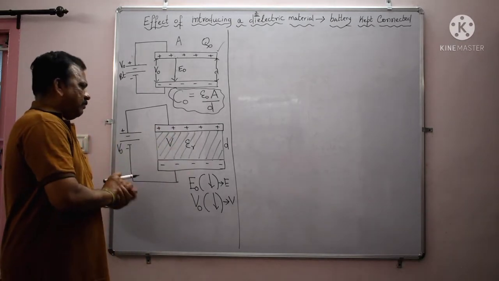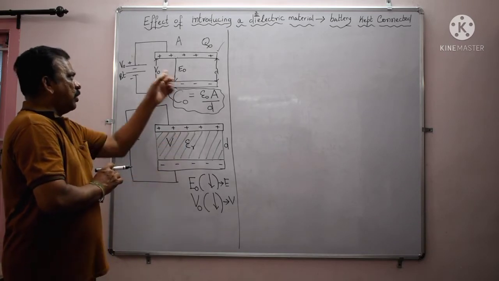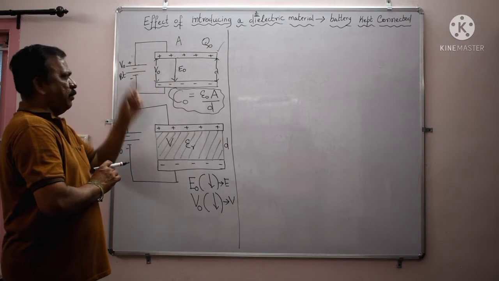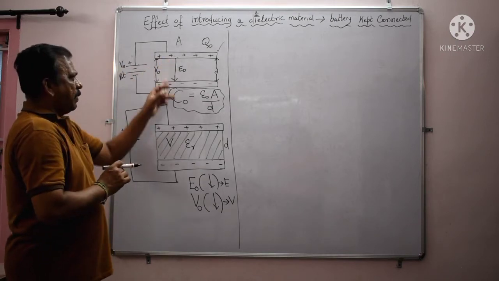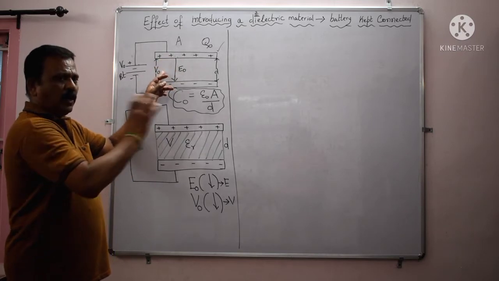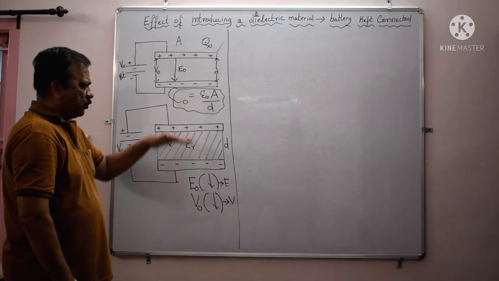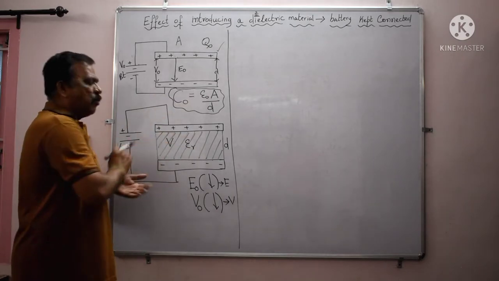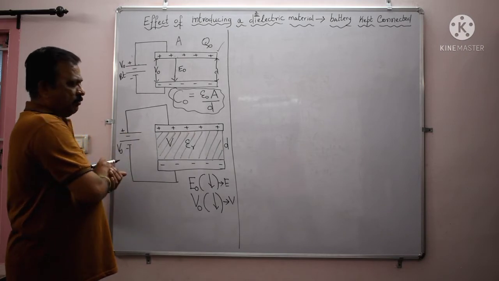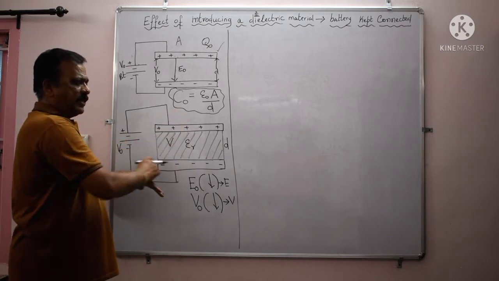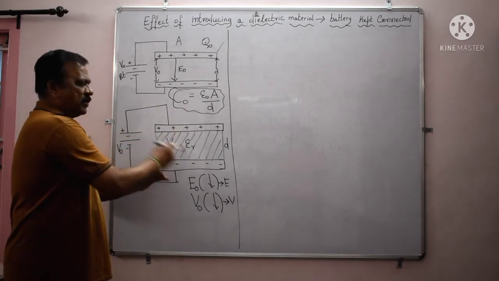Now what happens? You can see the battery voltage is V0 and the plate voltage originally was V0, which was equal to the battery voltage. So if I assume the battery voltage is 10 volt, initially there will be 10 volt between the two plates of the capacitor. Now as soon as the dielectric is introduced, the potential difference will drop. It will decrease. Let's assume it has become 8 volt. Now if you look at the battery voltage, it is 10 volt, and the capacitor voltage is 8 volt. So battery voltage is more and capacitor voltage is less.